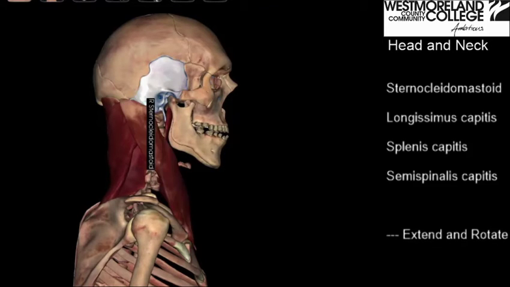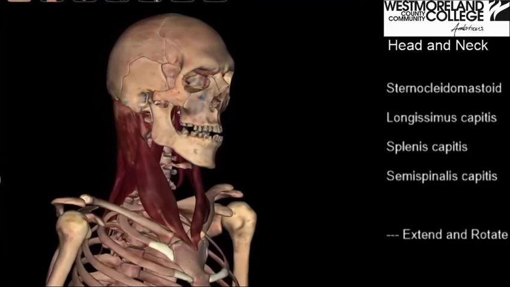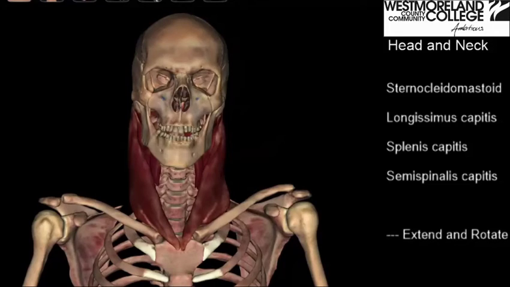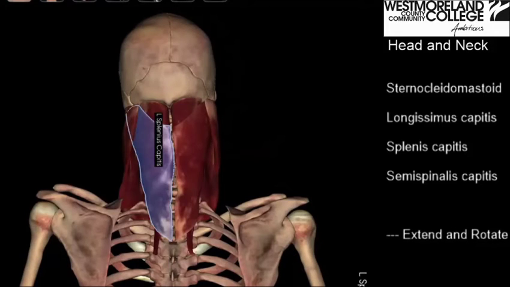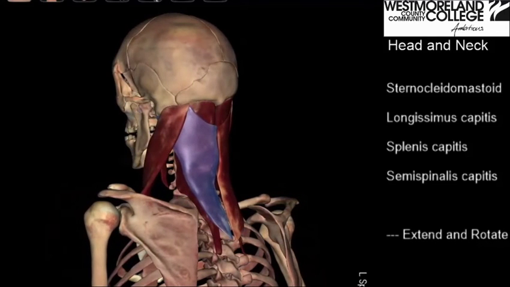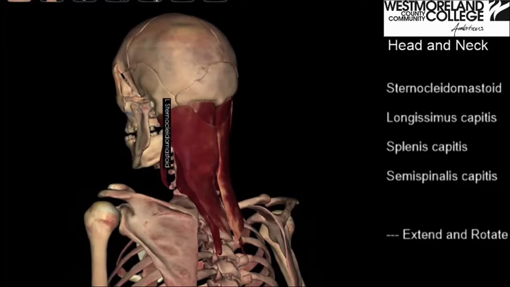So the insertion is on the temporal bone, and the origin is on the clavicle and sternum. Longissimus capitis is not on this model, so let's move on to the splenius capitis. So this is the more superficial muscle on the posterior aspect of the neck. We see it connected to the vertebral column, which would be its origin, and then all the way up to the mastoid process and occipital bone.